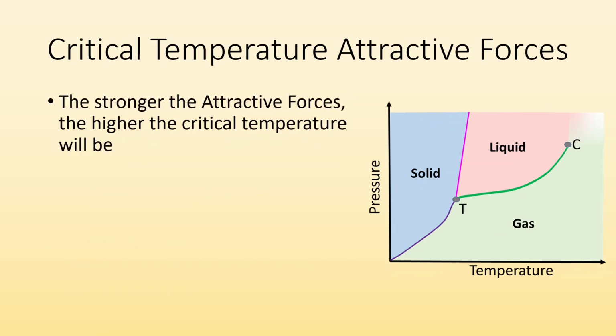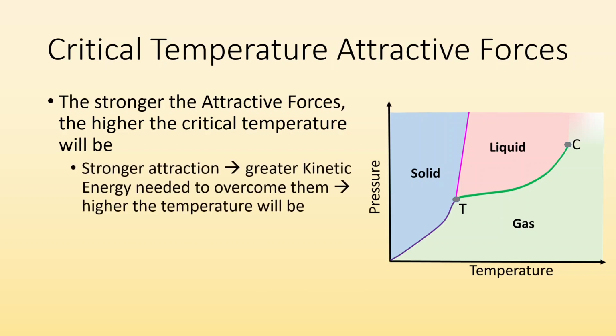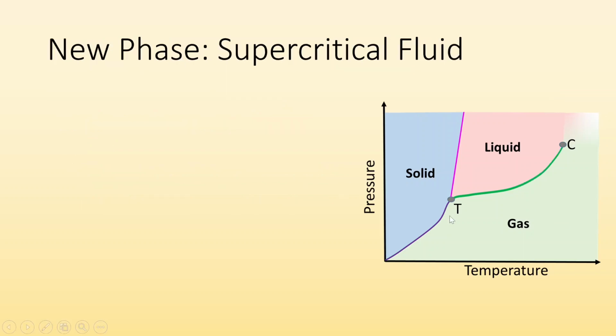So the stronger the attractive forces are, the higher the critical temperature will be. If they're really attracted to each other, you're going to need a much greater kinetic energy in order to overcome those attractions. If we had a weaker attractive force, that critical temperature would be lower and lower, because the attraction is so weak. That's the highest temperature it can be before it'll be a gas.